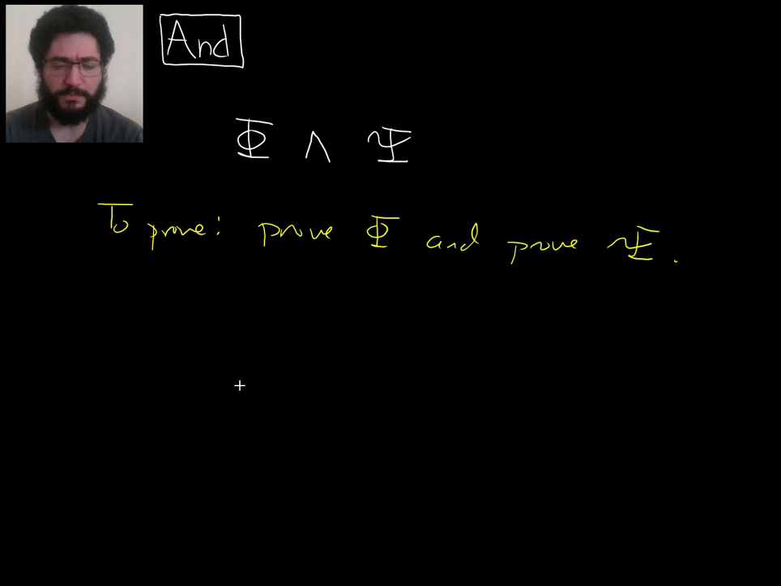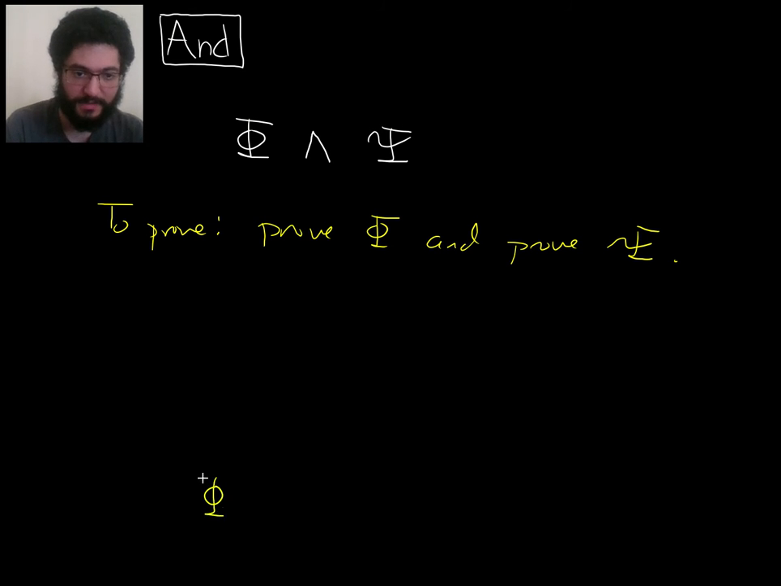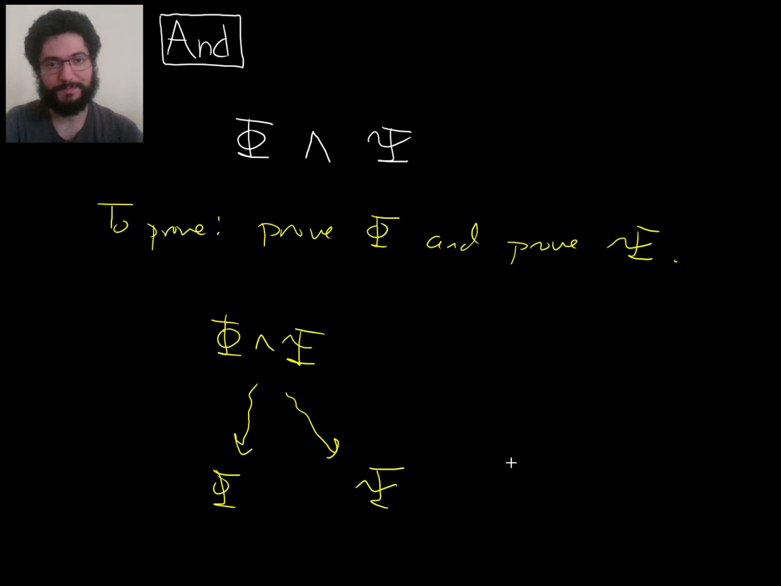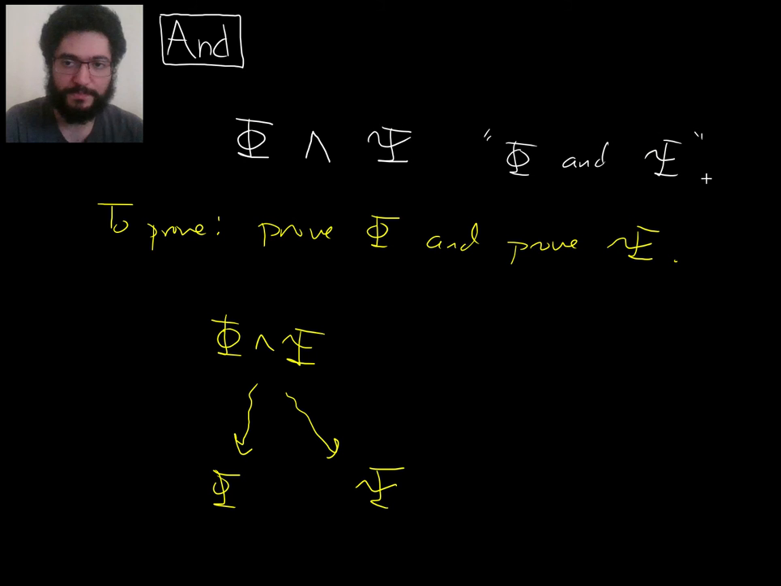Now, what if you want to use it? Like you have this and you want to deduce something from it. What can you deduce? Well, you can deduce phi and you can also deduce psi. So those are the deductive rules for conjunction, for AND. And the way we read this in English will be phi and psi. That's all.